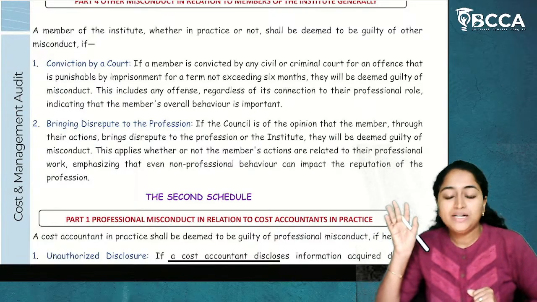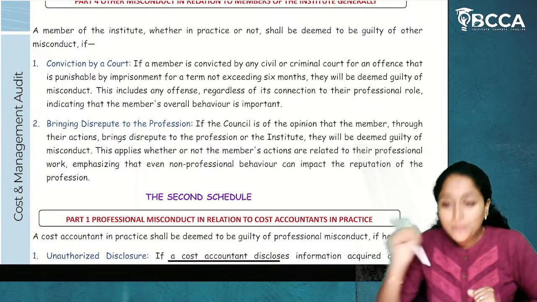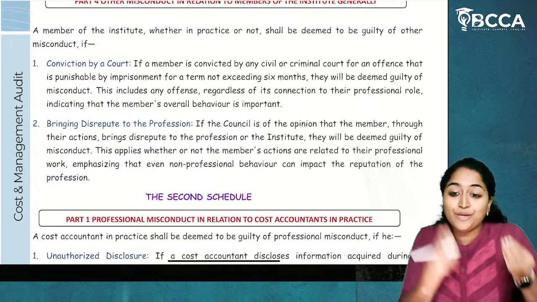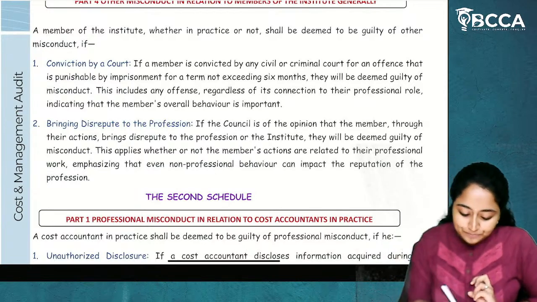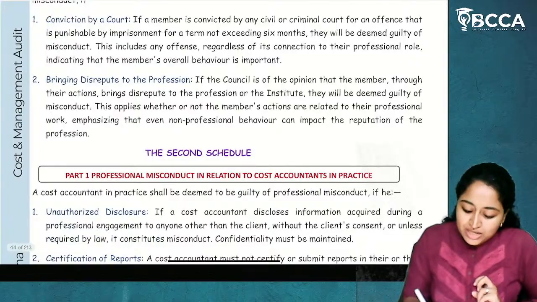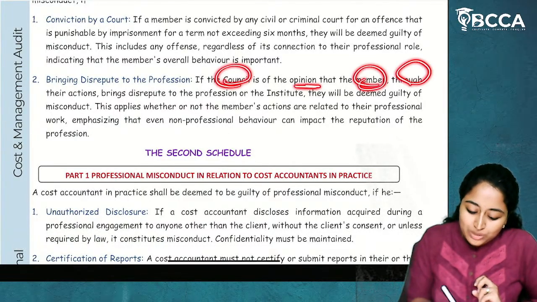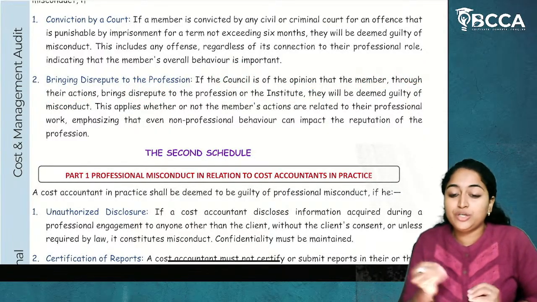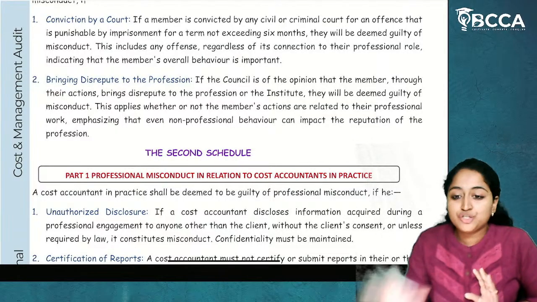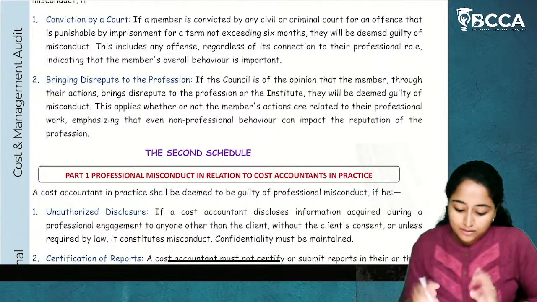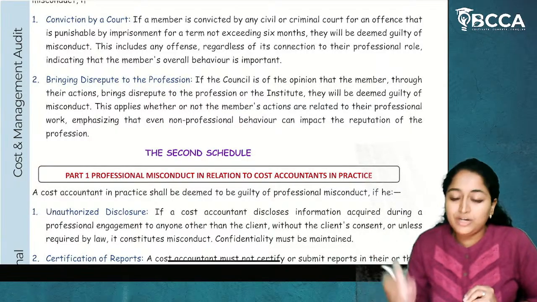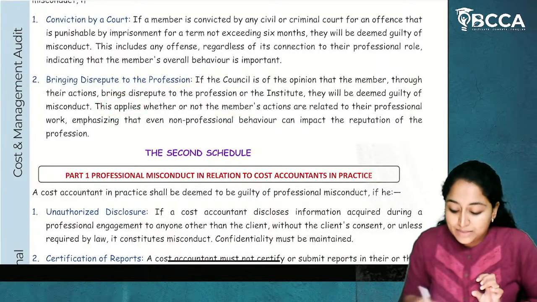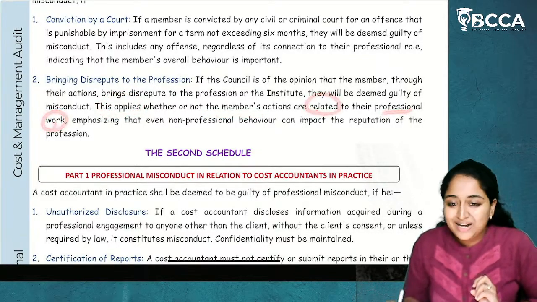Even if you have done any chain snatching or robbery, something like that, and you have been imprisoned for less than 6 months, even though it is not based on your professional work, it is called misconduct. Bringing disrepute to the profession: if the council is of the opinion that a member, through their actions, brings disrepute to the profession or institute, through your actions, through your work, through your words, if you are saying anything which is not right, and you are degrading the profession, then it is called a misconduct. This applies whether or not the member's actions are related to their professional work.